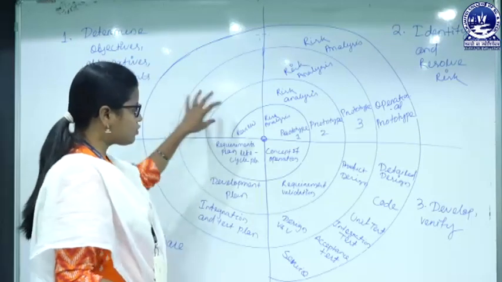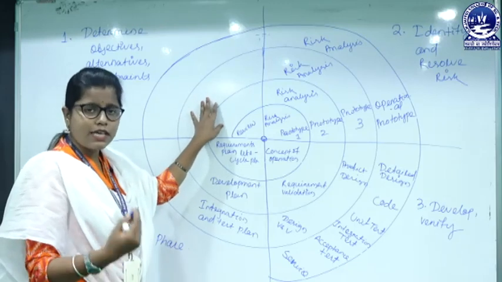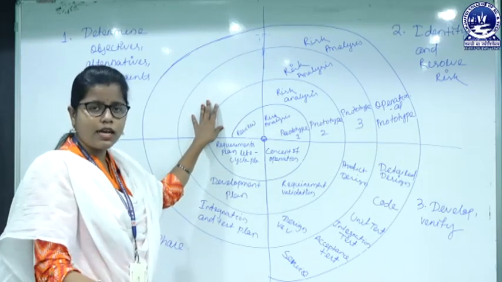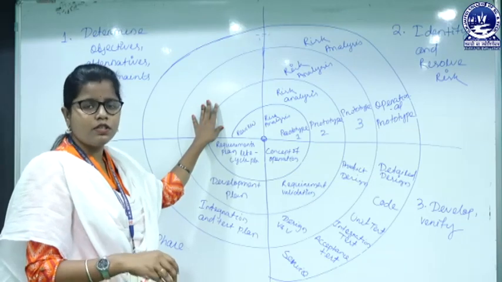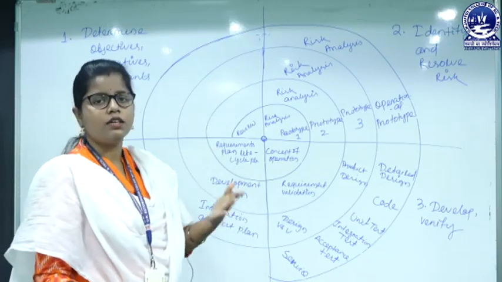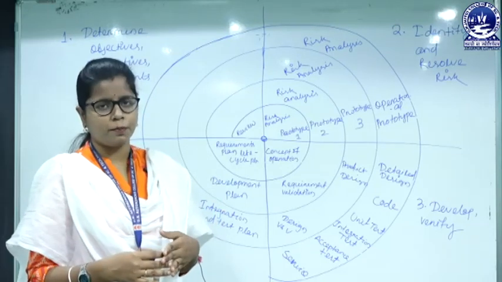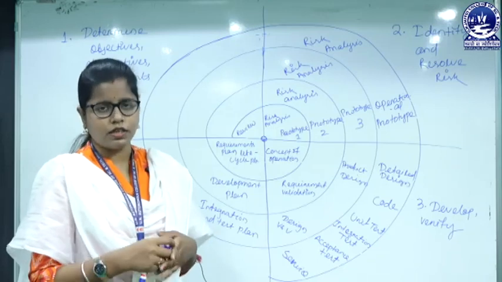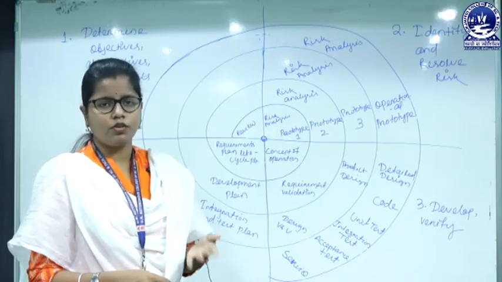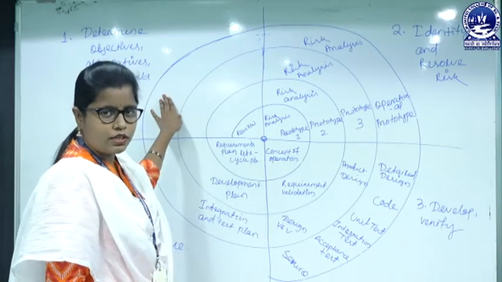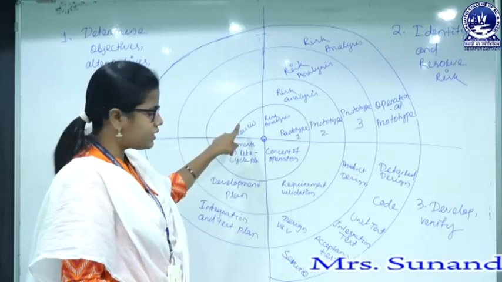So in the first quadrant, we are going to determine the objectives. What is my objective, what am I going to work on? What are the alternatives? That means to reach that objective, what alternatives are available to me? And what are the constraints? What are the non-functional requirements? That we are going to determine in the first quadrant. So let's start from the requirement elicitation.